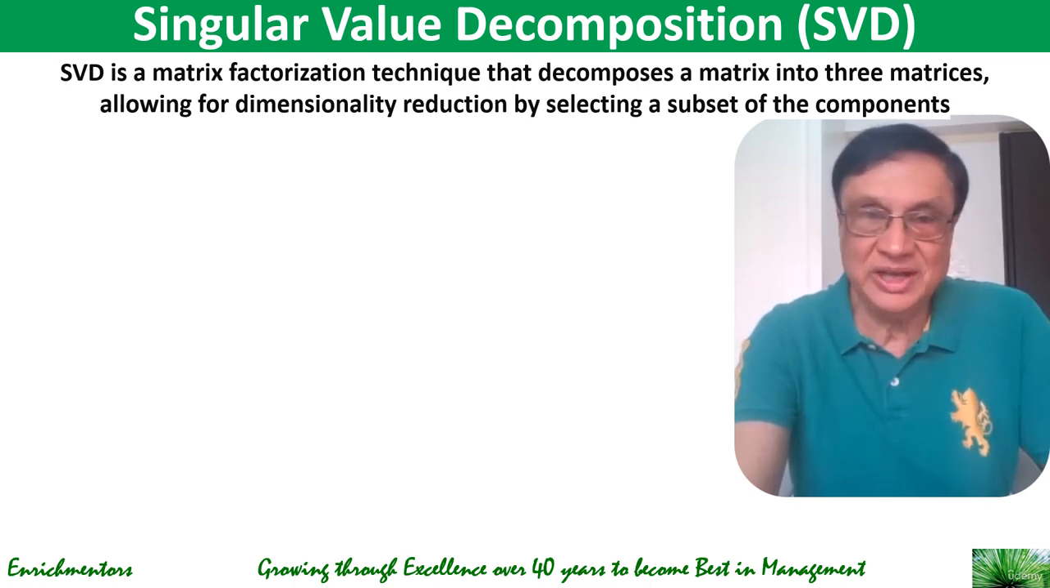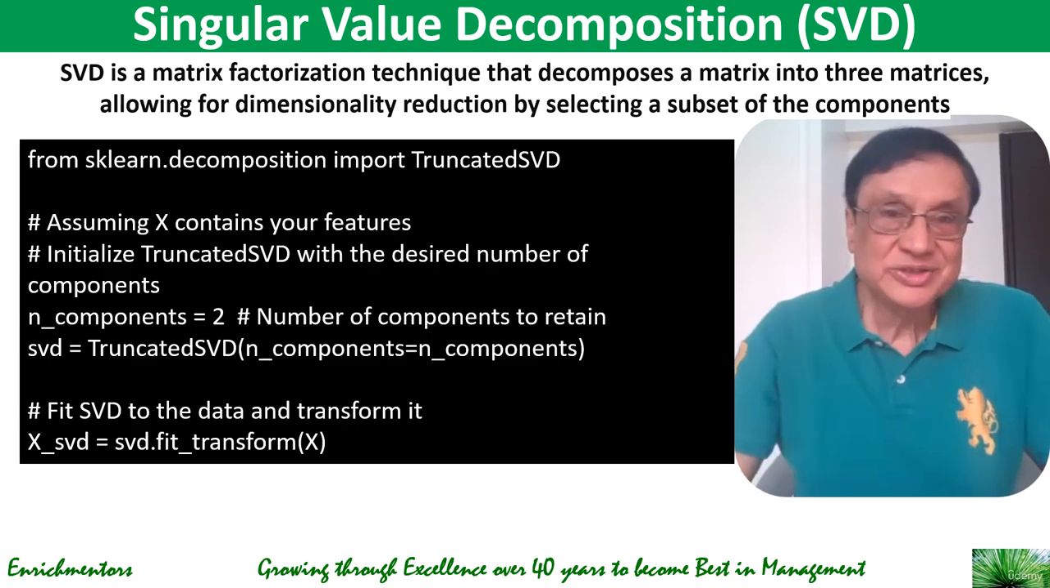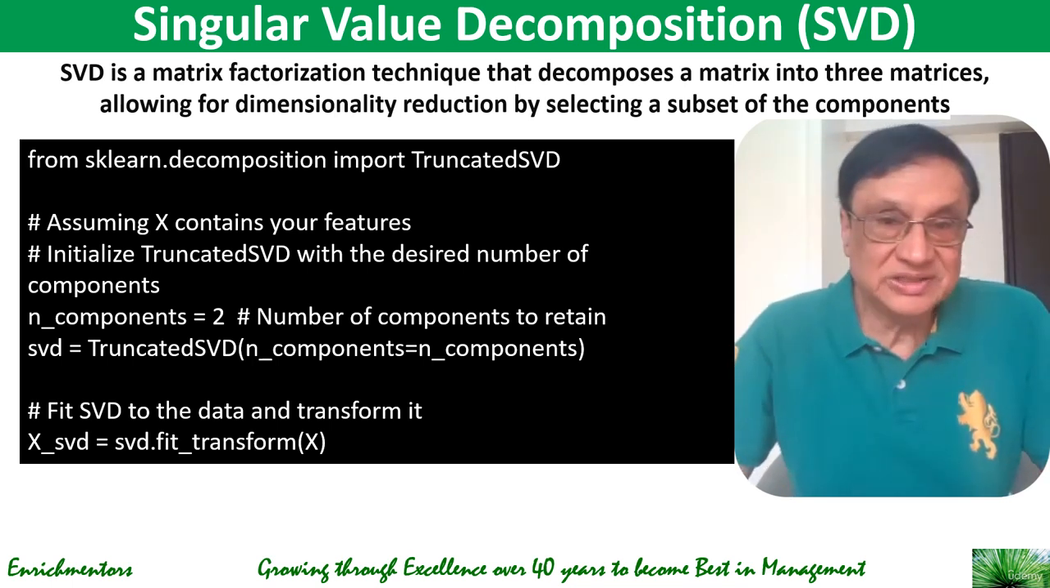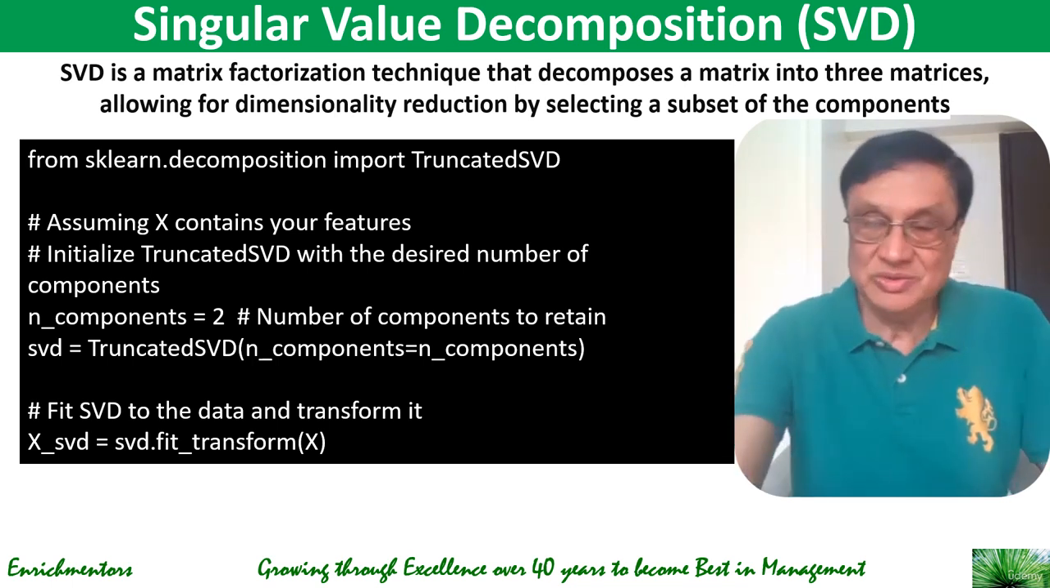Now, how can you do that again? You need to rely on your programs. So here again, you can use sklearn by importing TruncatedSVD, assume X contains your features, initialize TruncatedSVD with the desired number of components. In this example, it is 2, and you fit SVD to the data and transform it, and you have your answers here.